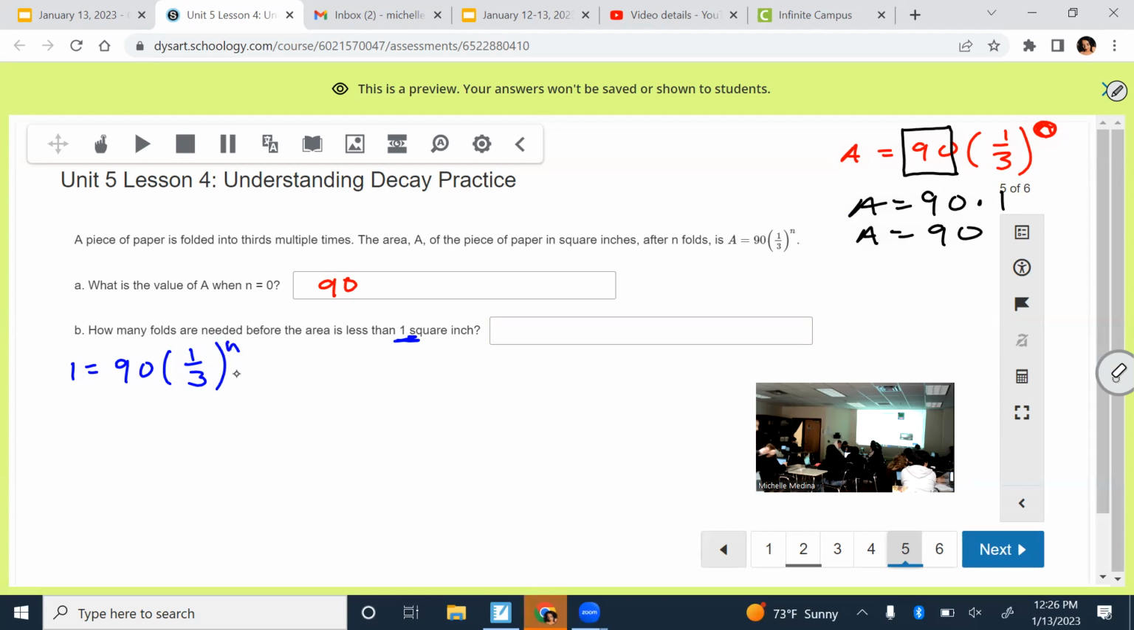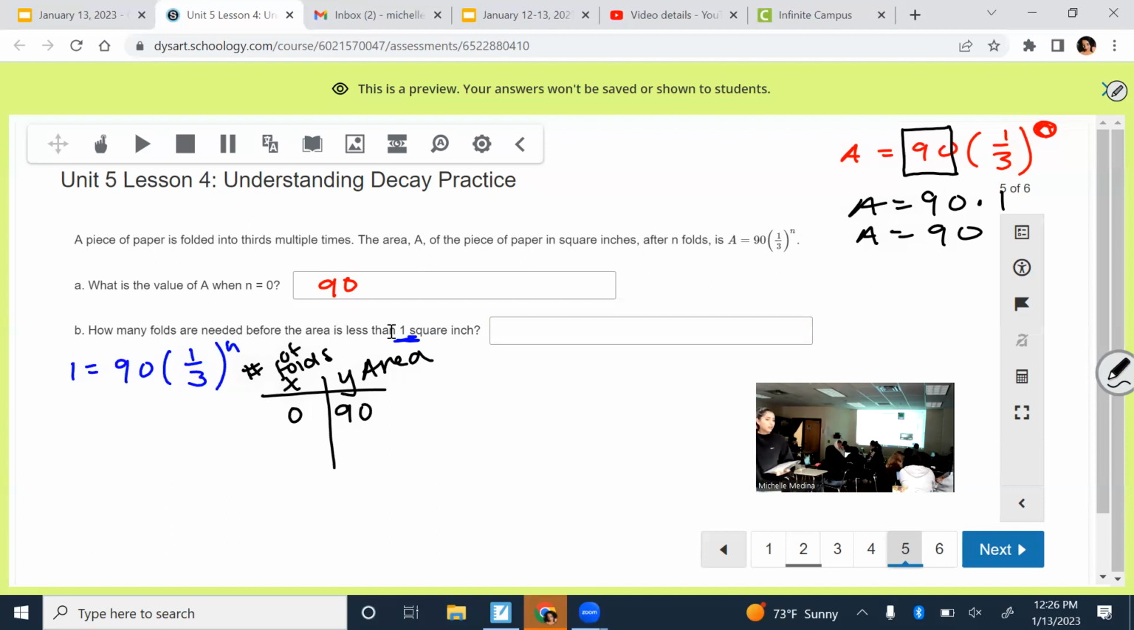And the way that I decided to solve it was by making a table. We already know when N is 0. N I'm also interchanging with X, that's the number of folds, because that's independent. Area depends on the number of folds, so that's my Y. We already know that when N is 0, the Y is 90. So what other numbers could I test by plugging in and see if my area is less than 1 square inch?